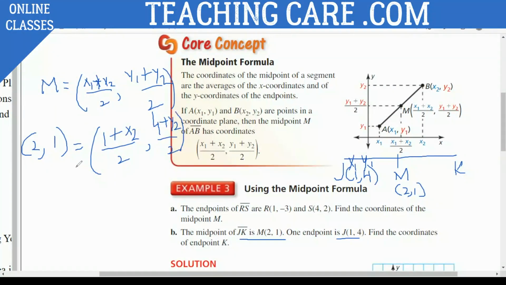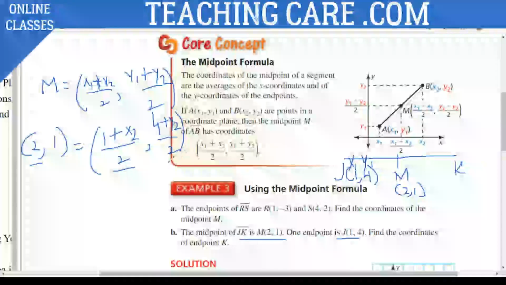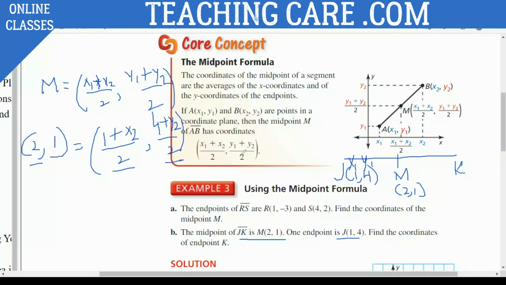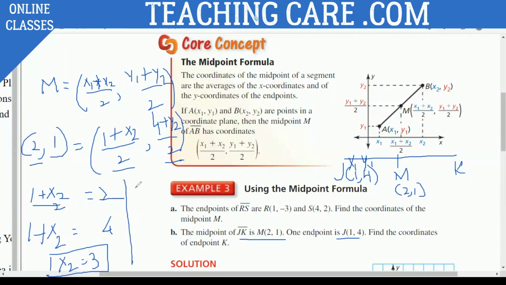Now they are saying that the first coordinate is equal to this, and this one is equal to this. So equate. I can say that 1 plus x2 over 2 equals 2. Got it? Just cross multiply. 1 plus x2 will be equal to 4, or x2 will be equal to 3. Next, the second thing, we need to find y2.